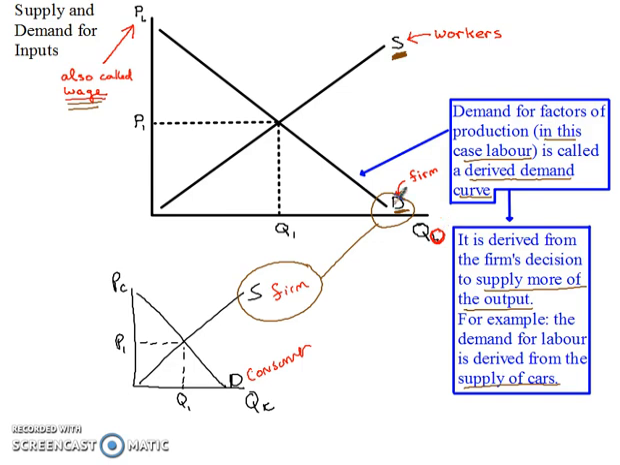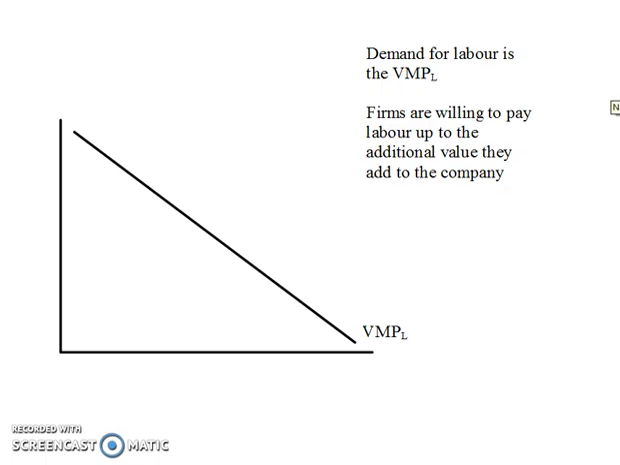So we have a demand curve for labor that is downward sloping. We have a supply curve for labor that is upward sloping, and we want to break this down and look at each of these curves separately. So let's start by looking at the demand curve for labor. Let's get everything labeled here.